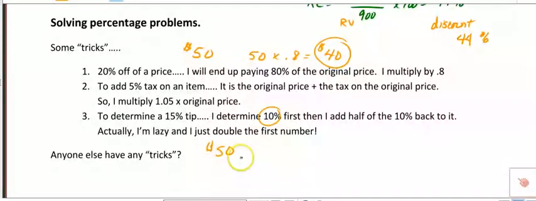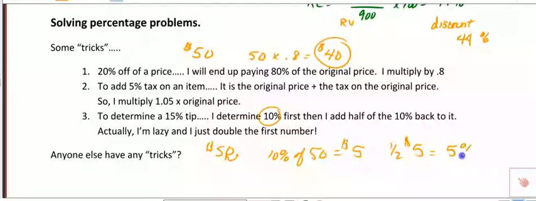Well, I can very easily calculate 10% of this, because that's just moving the decimal place 1 to the left. So 10% of 50 is equal to $5. Now, all I need is an extra 5% to get a total of 15%. Well, it's just half of this $5. So half of $5 is 5%. So if I can find 10% and add half of that back to that number, then that gives me a 15% tip. So it's just a quick little way to determine a tip. So half of $5 is $2.50. So my tip on that meal would be $7.50.